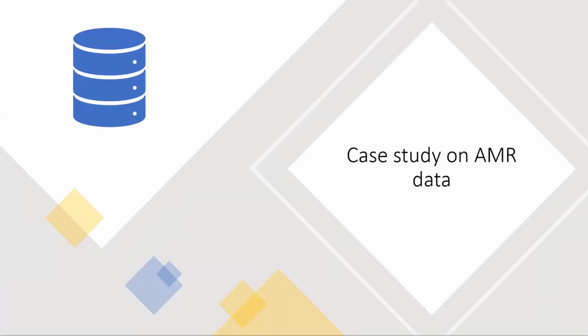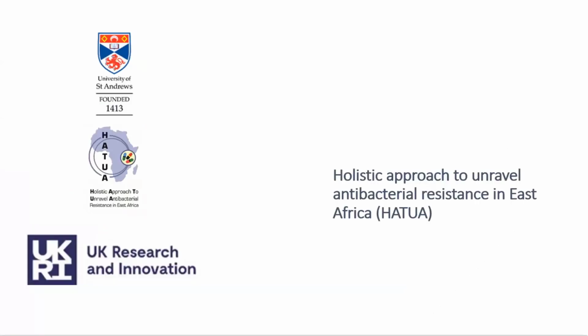So we apply this approach to the real antimicrobial resistance data. The AMR, antimicrobial resistance, data is collected in the Hatua project. This project aims to address antimicrobial resistance in urinary tract infection in East Africa. There are 3 countries, including Kenya, Tanzania, and Uganda. This research aims to identify the drivers of antimicrobial resistance and explore the relationships between these drivers.